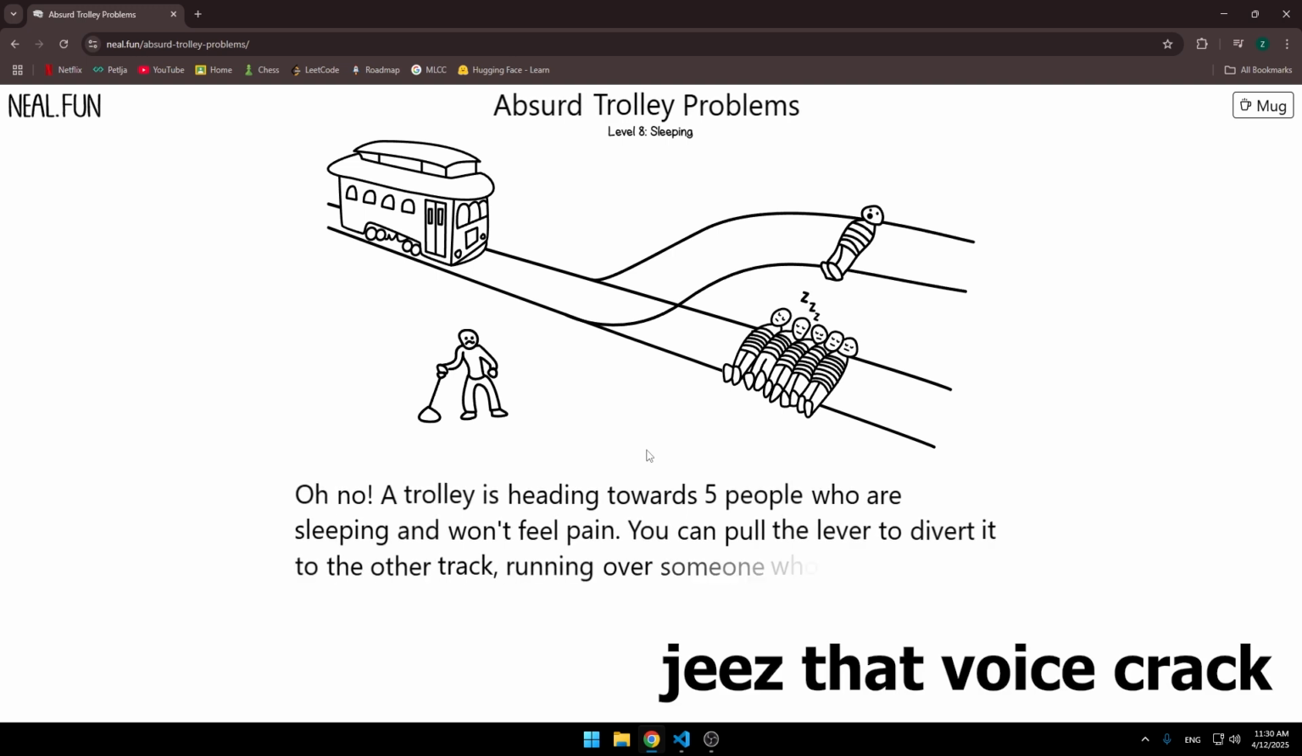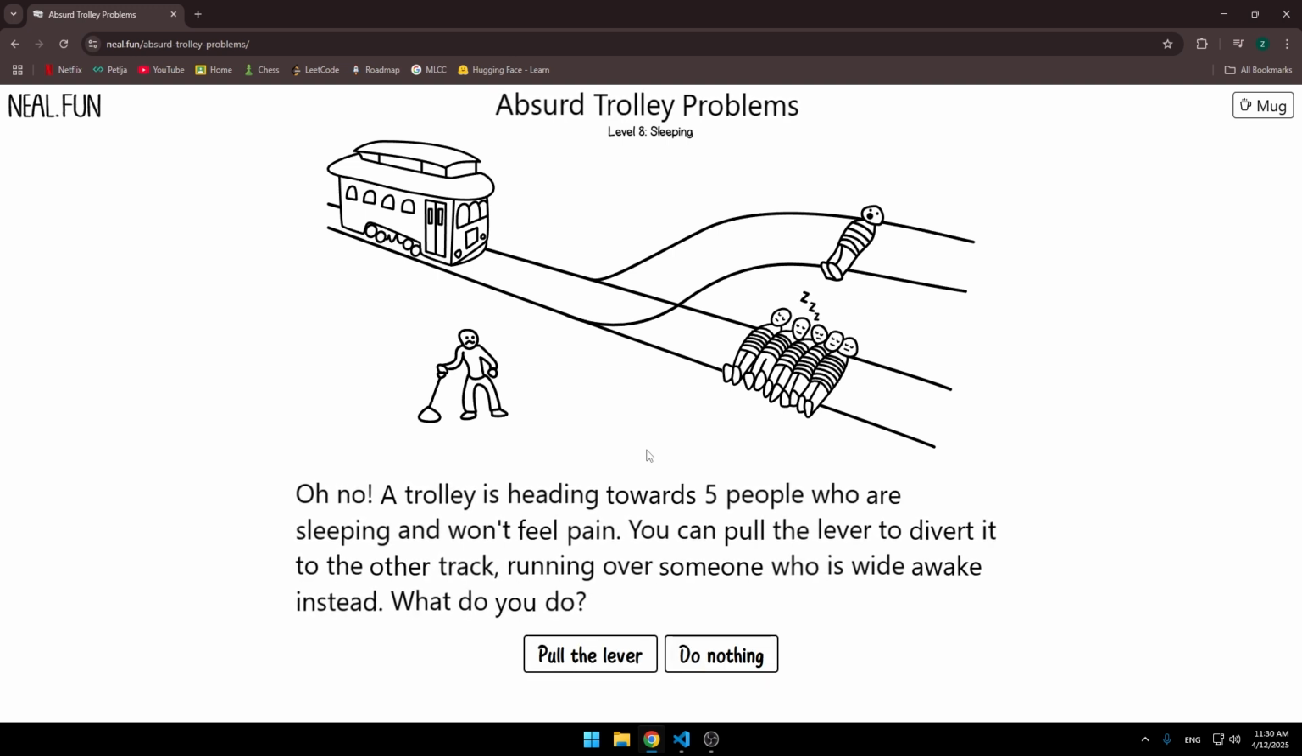See, the AI and I agree. We're smarter. Let's go. Oh no, a trolley is heading towards 5 people who are sleeping and won't feel pain. You can pull the lever to divert it to the other track, running over someone who is wide awake instead. What do you do? This is an interesting one. I think it's just going to kill 1 person because that's just what it does, minimizes harm, but let's see.